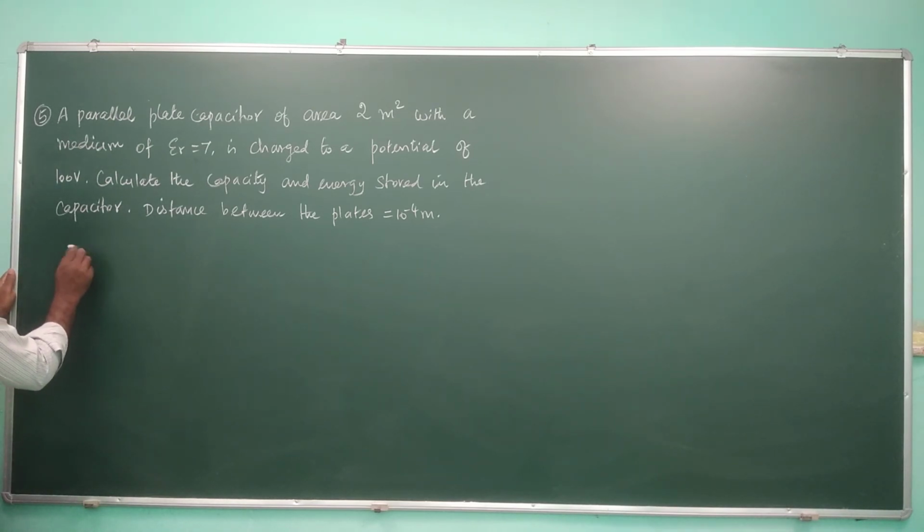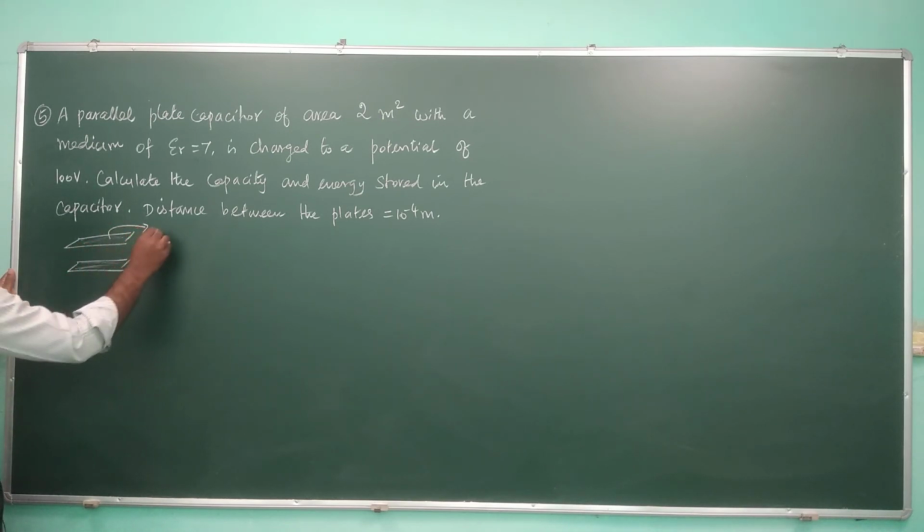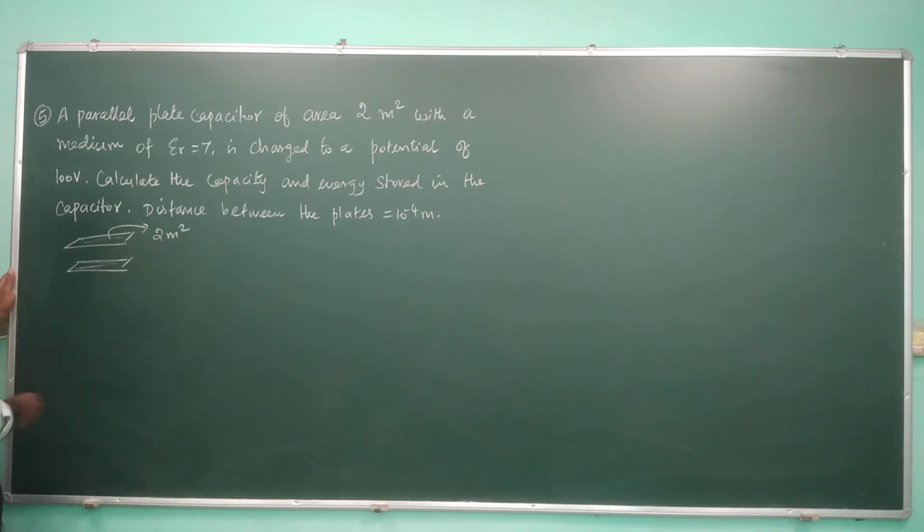So what is given? There is a parallel plate capacitor like this. So this is one plate and this is another plate whose area is 2 meters square. And there is some medium here. This medium has epsilon r equal to 7. Charged to a potential of 100 volt. So it is connected to a battery and the supply is given as 100 volt.